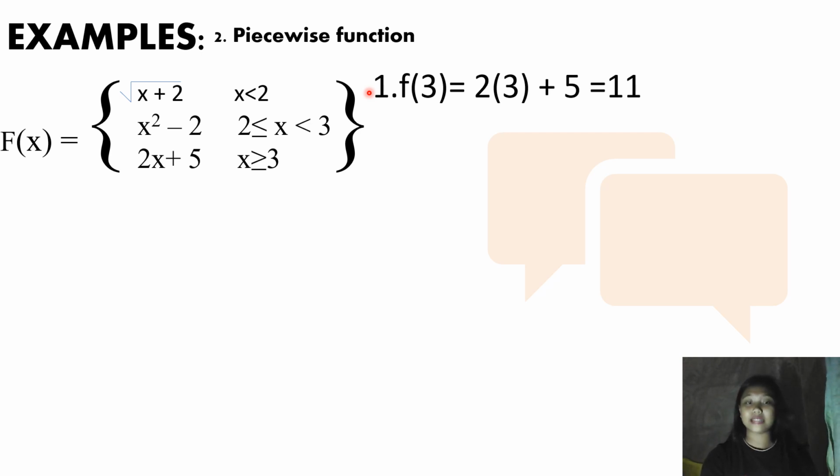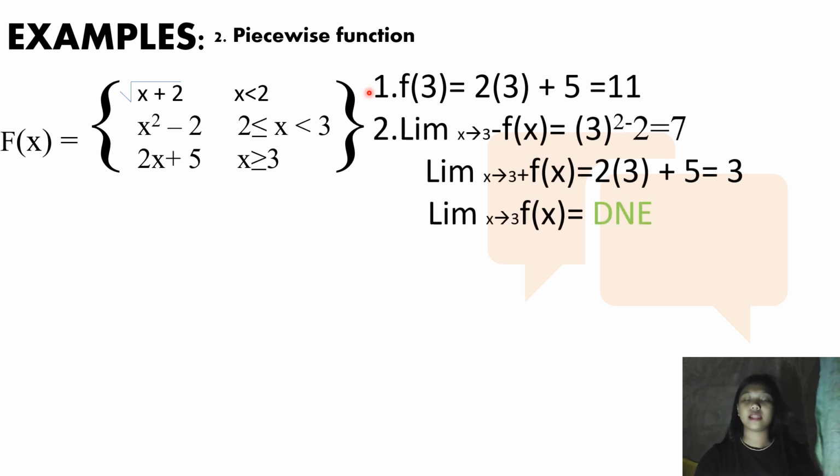Now, we will go to the second condition, where we will get the limit x approaches 3. First, we must get the limit x approaches 3 from the negative or the left side, whereas 3 squared minus 2 is equal to 7. And the second step is that we will get the limit x approaches 3 from the right side, where we get 2 times 3 plus 5, which is equal to 11.